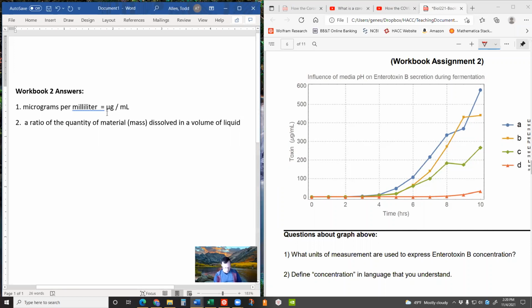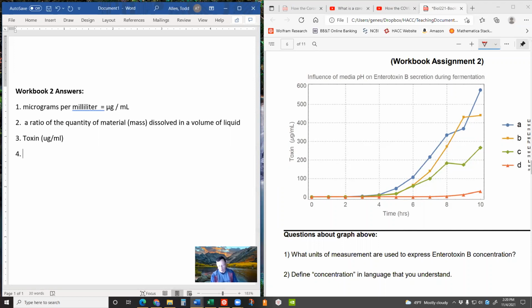All right. Question 3, circle the label used on the dependent variable axis above. Well, you would have circled the label on the y-axis, which says toxin, micrograms per mil.